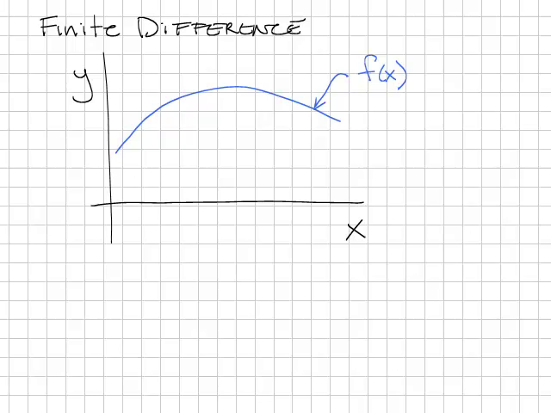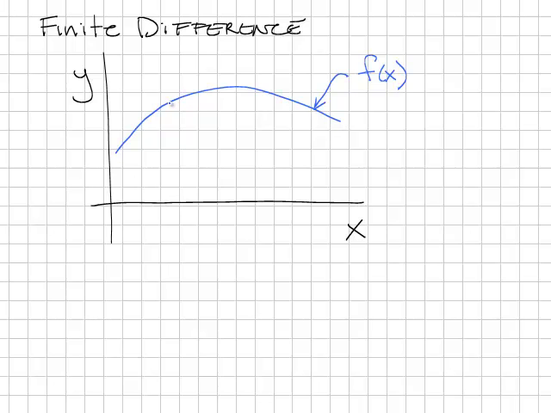Finite difference is a method for approximating a derivative. Finite differences can be derived using an expansion of a Taylor series, or you can do it graphically, which is the approach we're going to use here. Given some function f of x, if we wish to know the derivative of that function, we can use the fundamental definition from calculus that the derivative is the change in y over the change in x.